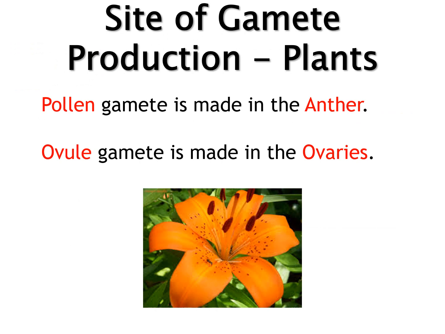We must be able to state where gametes, or these sex cells, are produced in both plant and animal cells. So we'll look at plants first. In plants, pollen, the male gamete, or the male sex cell, is made in a part of the plant called the anther. The ovule, which is the female gamete, or the female sex cell, is made in a part of the plant called the ovaries.